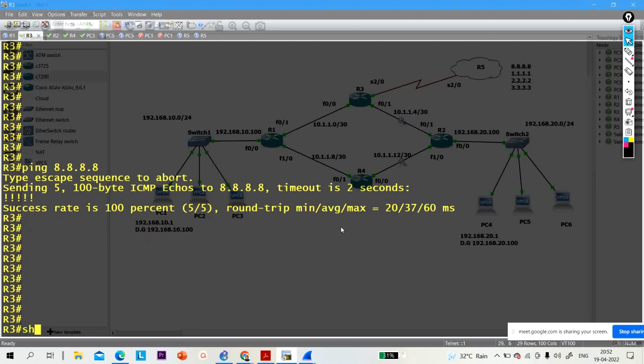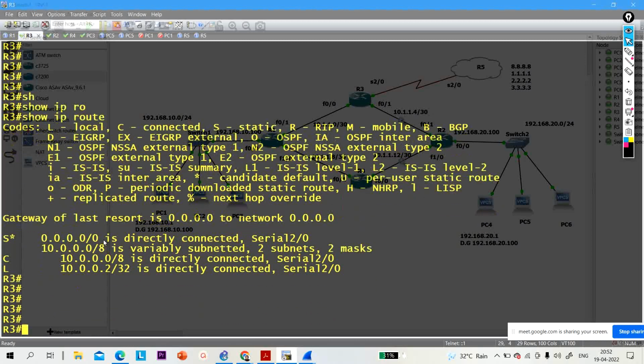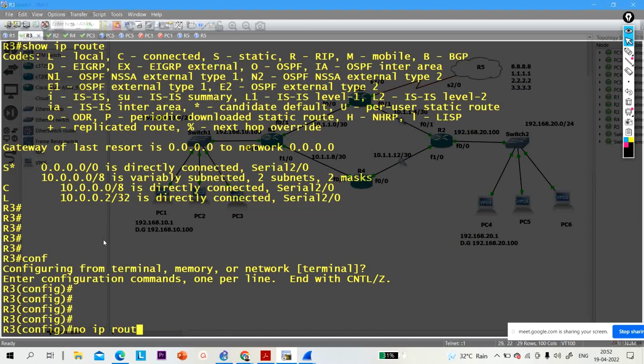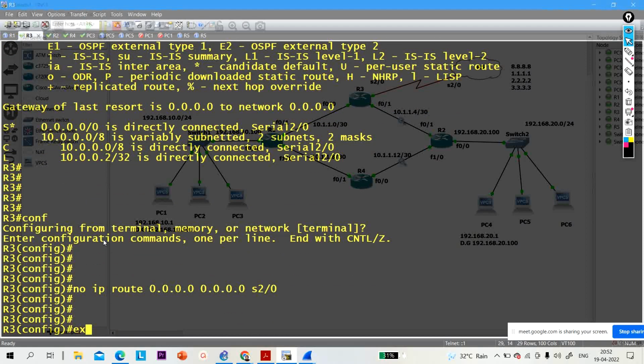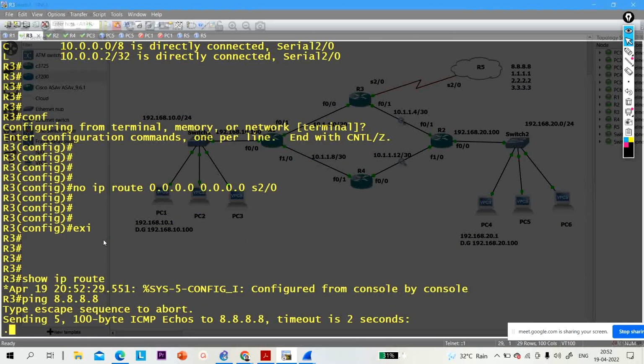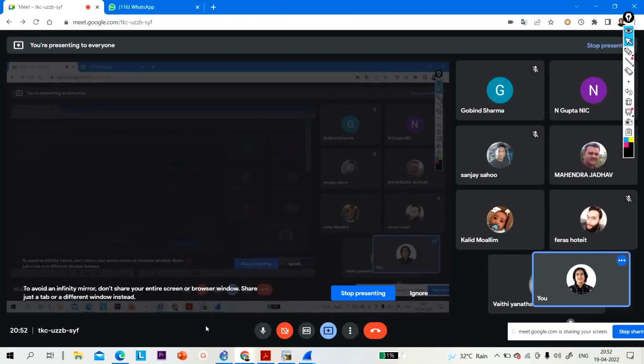This is because of the default route. But if I remove this entry, no IP route 0.0.0.0 0.0.0.0 serial 2/0, exit. Now you can see the router is dropping traffic, right? Till now any doubt? Anybody? No? Mahendra?